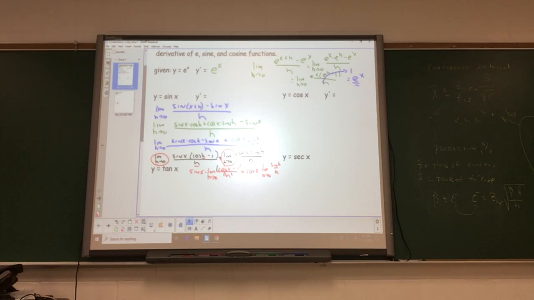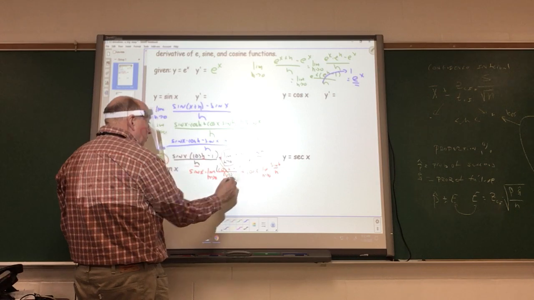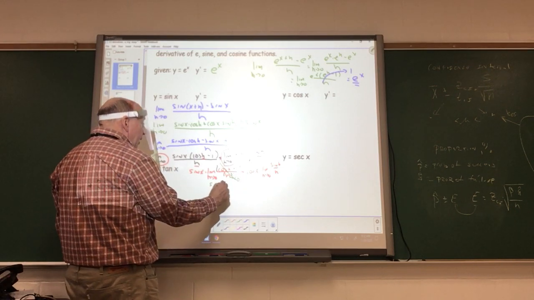As h gets close to 0, what happens to cosine h minus 1 over h? What's it get closer to? Adam? Infinity. Gets closer to infinity? You sure? Anybody get different? I'm getting 0. Getting closer to 0? Yeah. That's what should happen. This should approach a value of 0. So we're left with sine x times 0.